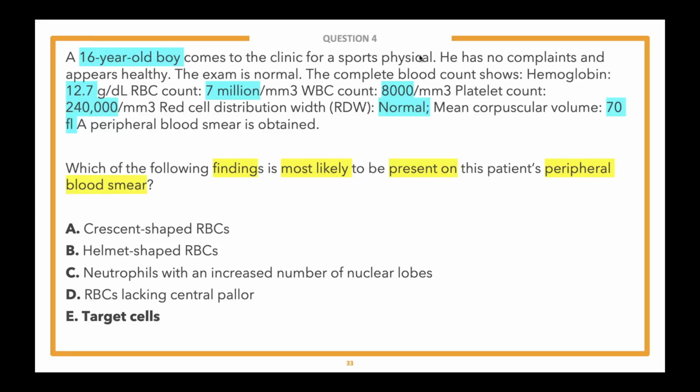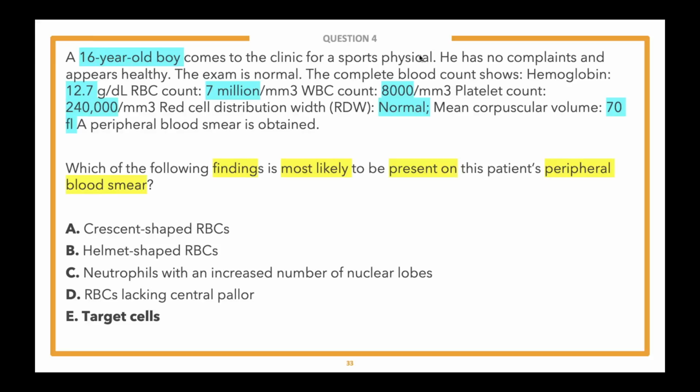Answer choice B, helmet-shaped RBCs. That you can see in things like DIC, microangiopathic hemolytic anemia, and again, not what we have here. The lab findings are not consistent with that. Answer choice A, crescent-shaped RBCs. This is seen in something like sickle cell disease, and that's typically normocytic as well. And the red blood cell count should be either normal to decreased. And then also the RDW can at times be elevated as well. So not the best answer here.